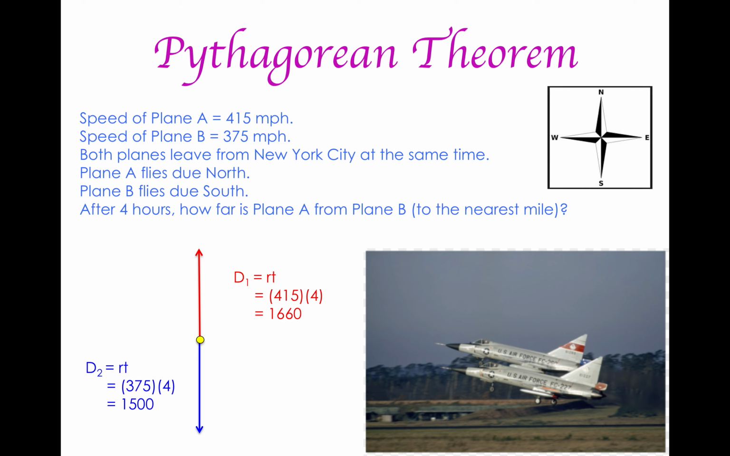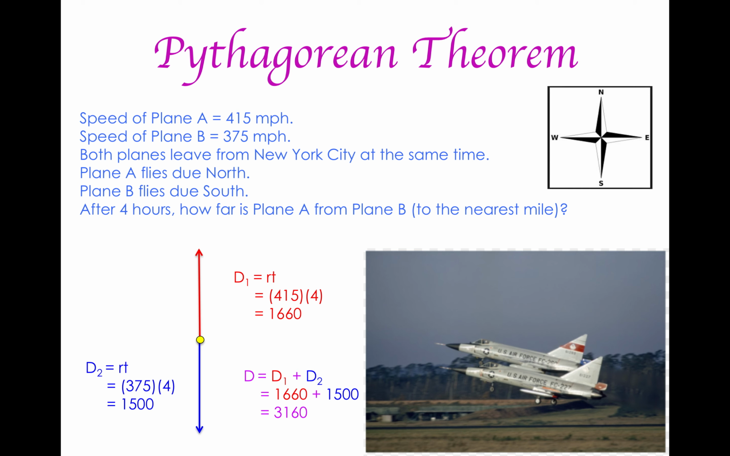So we're going to say, okay, plane one is traveling at 415 miles an hour for 4 hours. Okay, so they traveled 1,660 miles. Same formula for plane two, and they're going to be flying 1,500 miles. So how far are they apart after 4 hours? We're just going to add those two numbers together because they are truly traveling in opposite directions. Okay, so the Pythagorean theorem does not apply in this particular case.